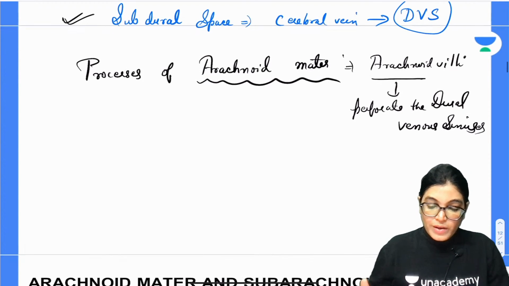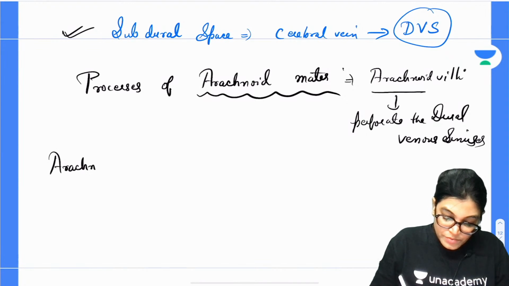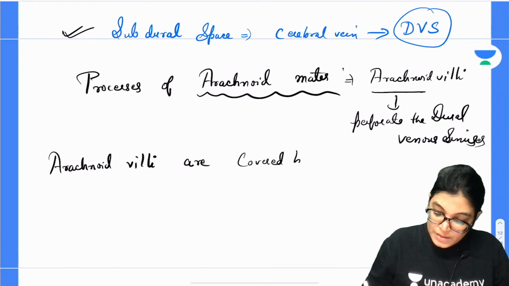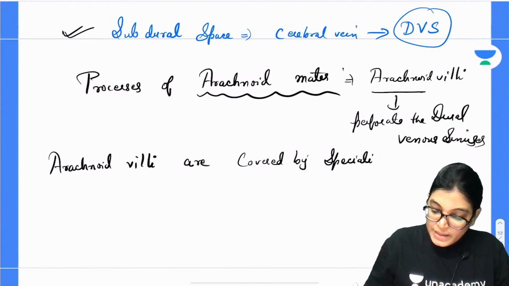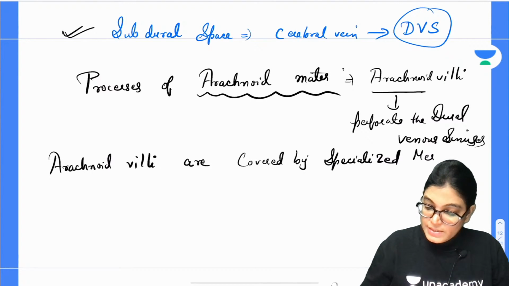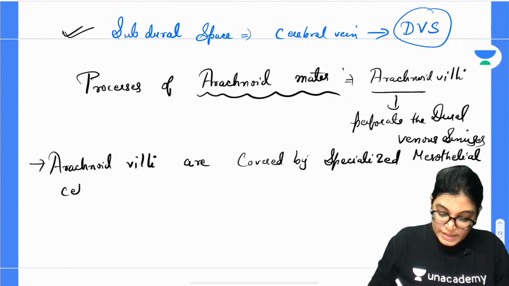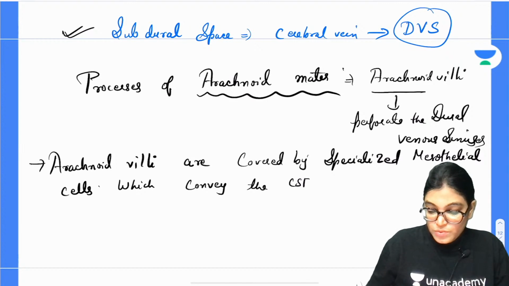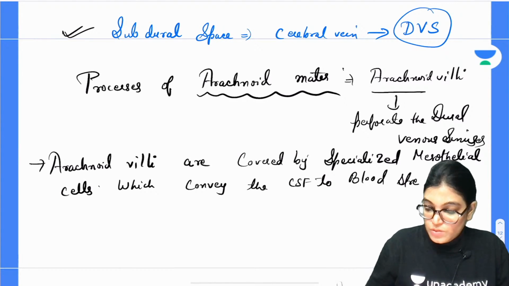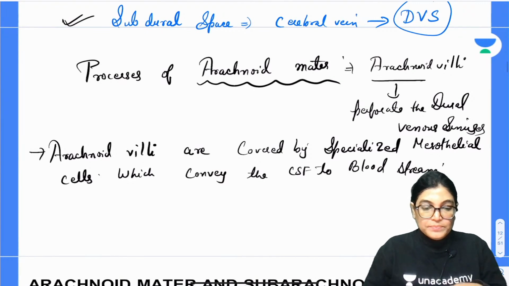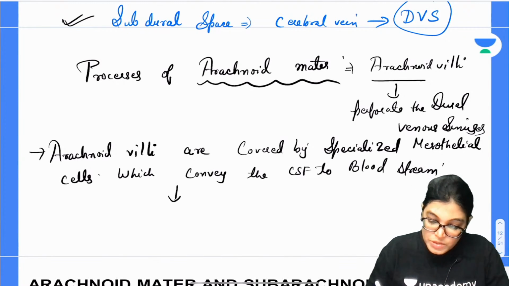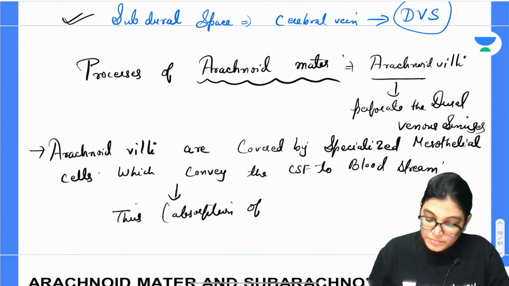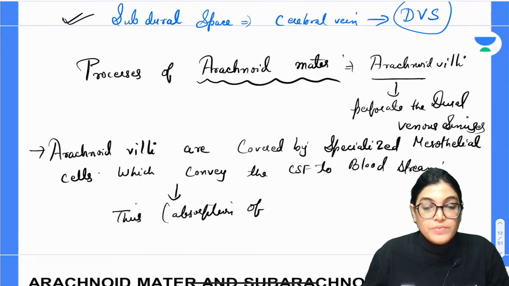These are certain important features of arachnoid villi, so please write down. Arachnoid villi are covered by specialized mesothelial cells which convey the CSF to the bloodstream, thus leading to the absorption of CSF.